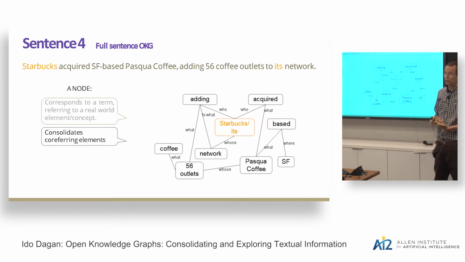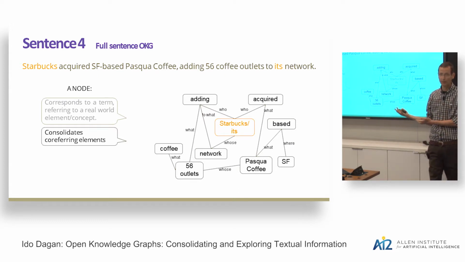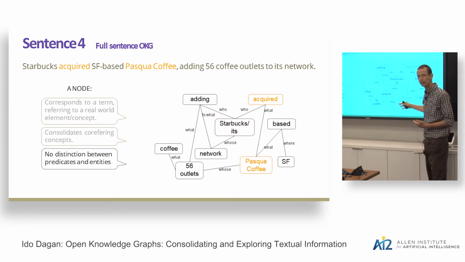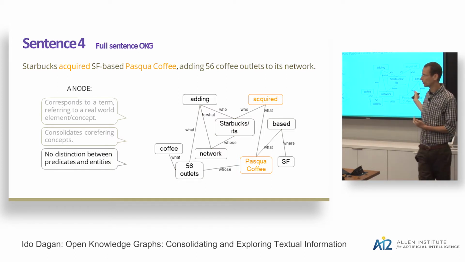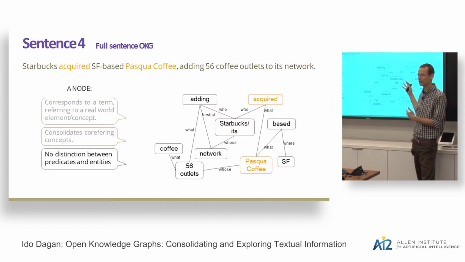We would like to consolidate co-referring elements, as in other formalisms like AMR, because the eats and the Starbucks refer to the same element in the world. We just would like to have them be represented in the same node. And notice there's also no distinction between predicate nodes and entity nodes.